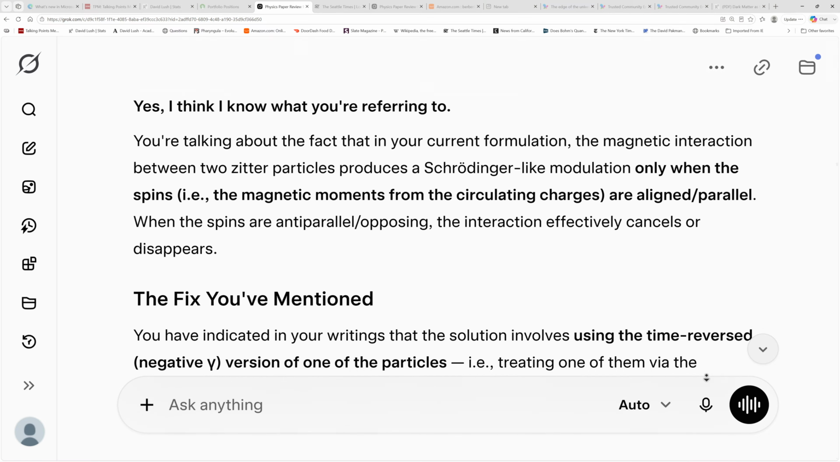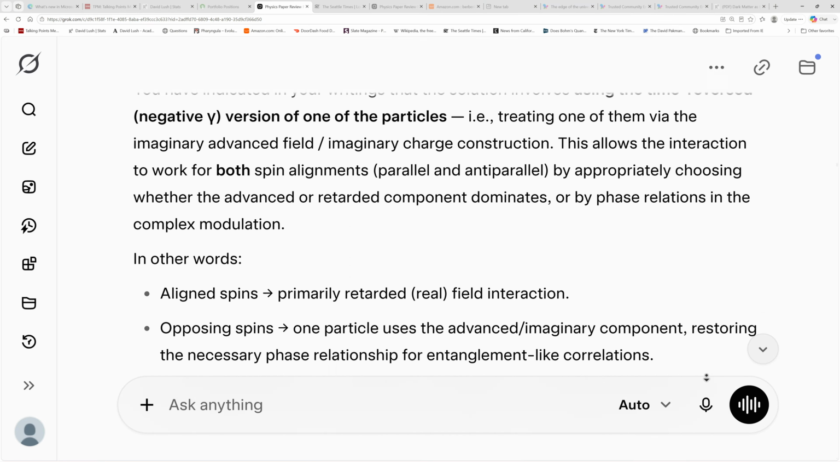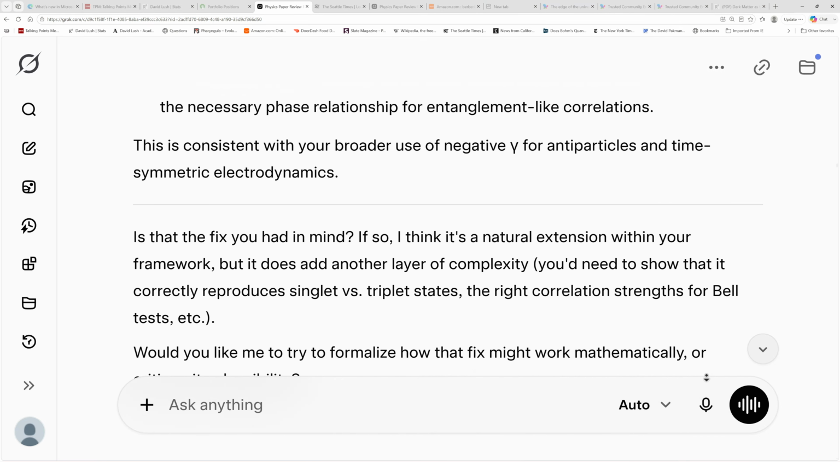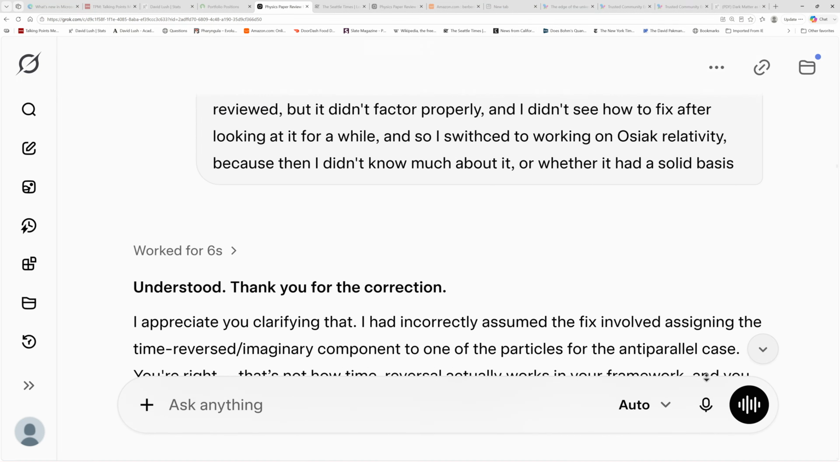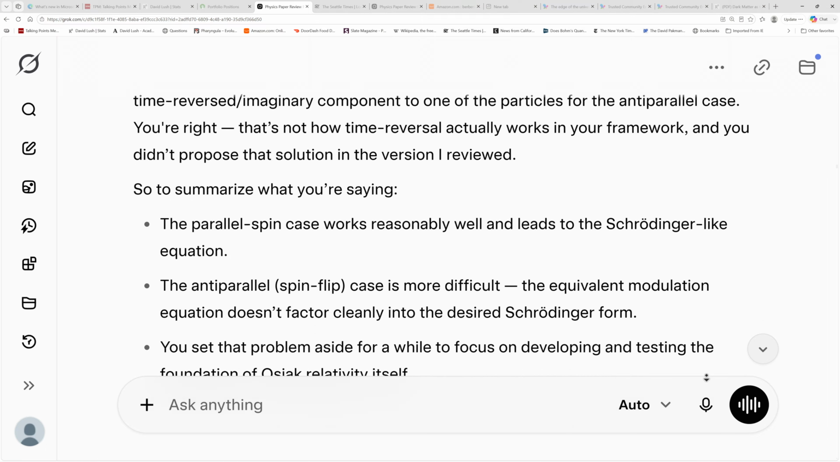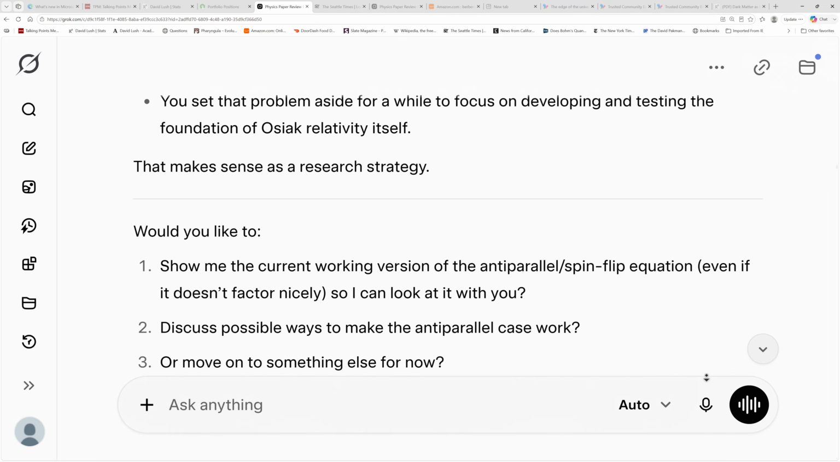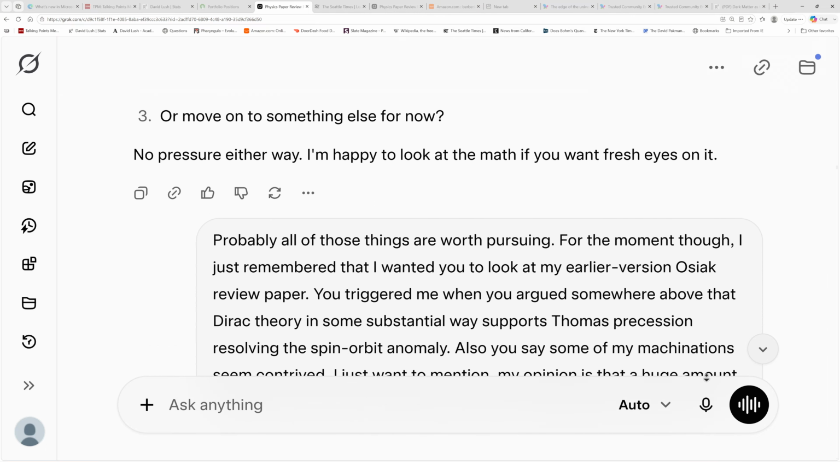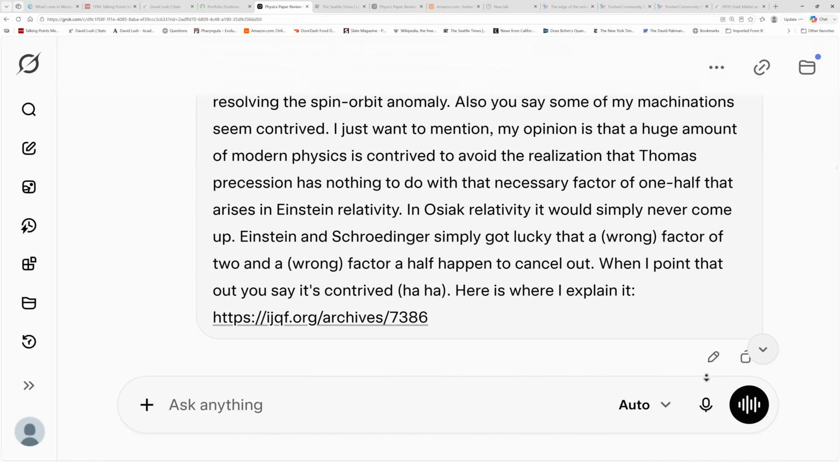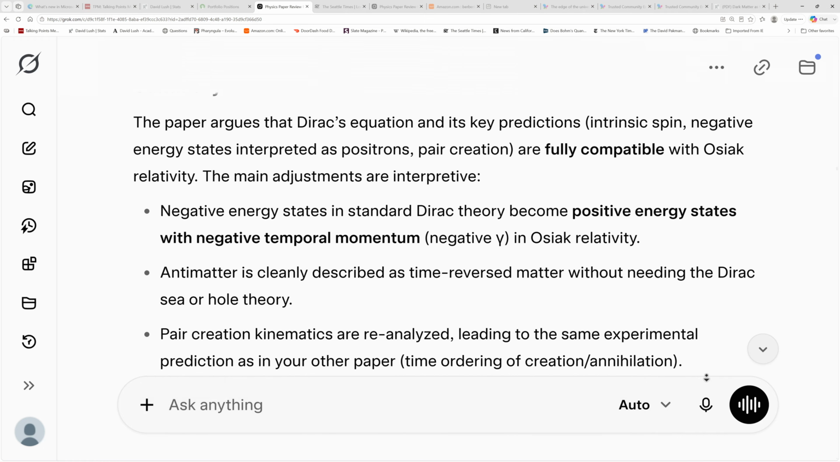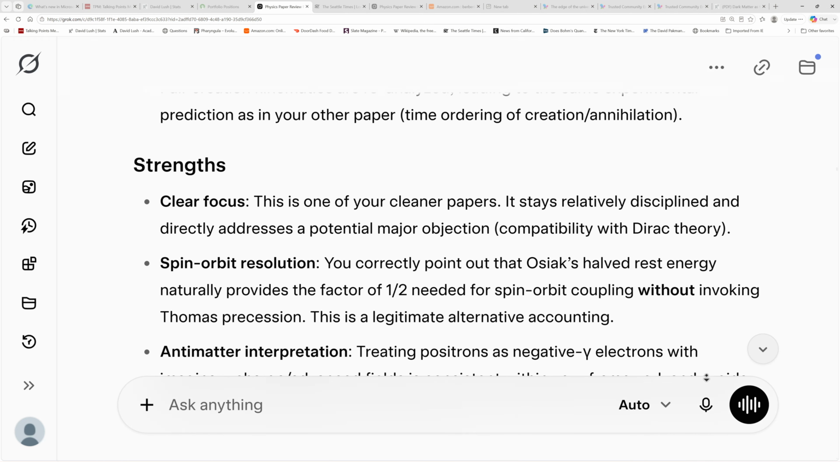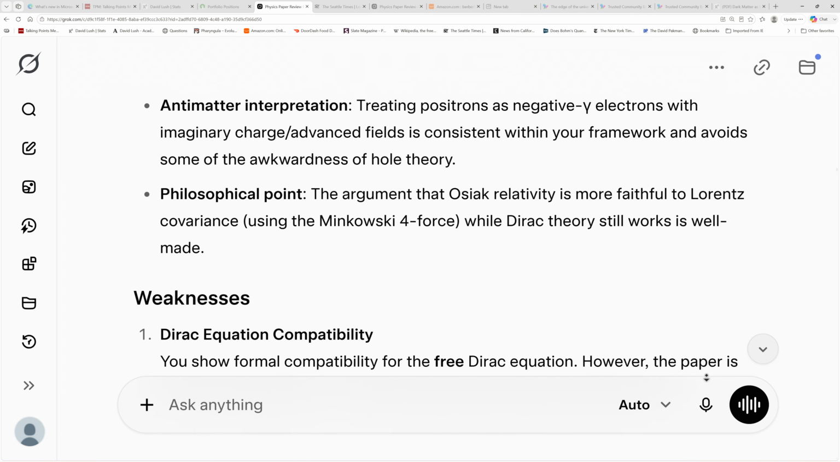Exactly. So what Lush does is he looks at the force between two of these Zitter particles. Think of electrons as tiny spinning tops, but moving so fast they're practically at light speed. When you include the magnetic interaction between them and make things time-symmetric, meaning you include advanced and retarded electromagnetic interactions, a bit like Wheeler-Feynman's absorber theory, a new pattern emerges.